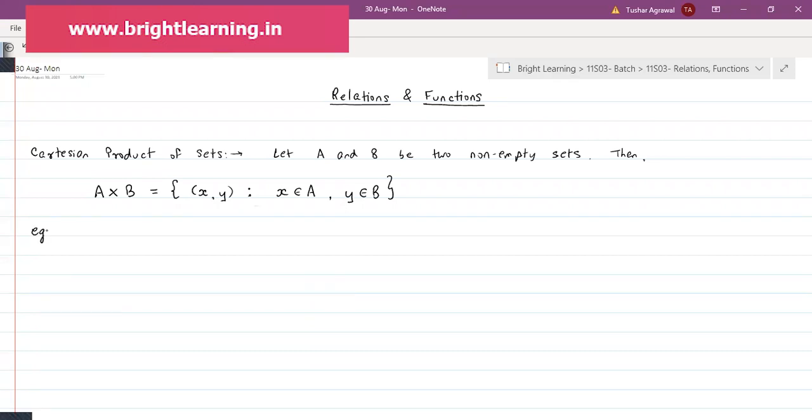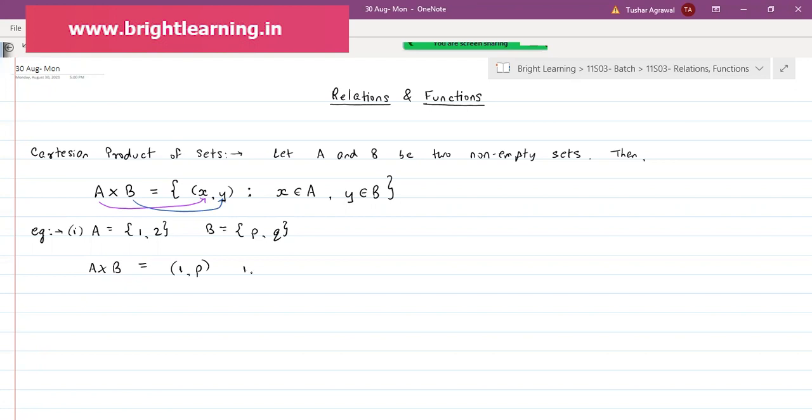If I tell you to consider an example, let's say A is equal to {1, 2} and let's say B is equal to {p, q}. This is the first example. So what will A cross B be equal to? We have to take all ordered pairs. In the ordered pair, the first element will be of A and the second element will be of B. So 1 can be paired up with p, 1 can be paired up with q. These are two separate elements. 1 comma p together is one single element. 1 comma q together is one single element.